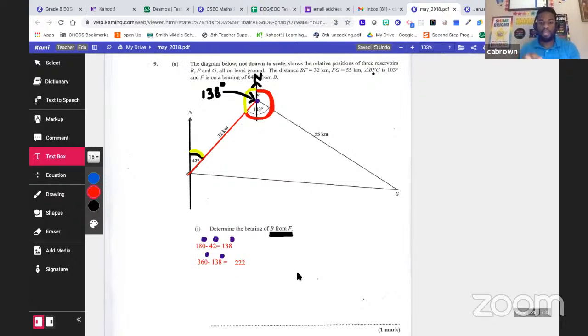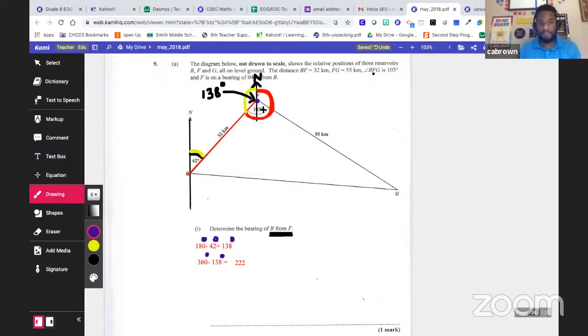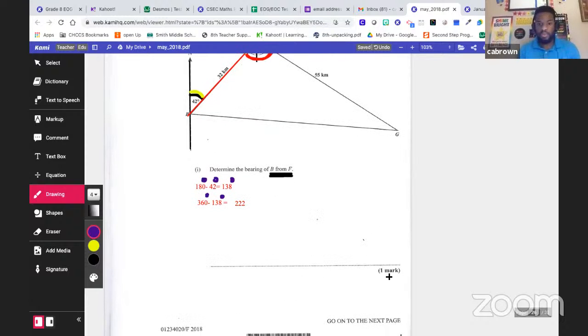So the bearing of B from F, which is this portion in red, is 222 degrees. And that's a very large angle, so that's about right. So this angle right here is 222 degrees. And that's it. That's 1 mark, so that satisfies it. So this is 222.